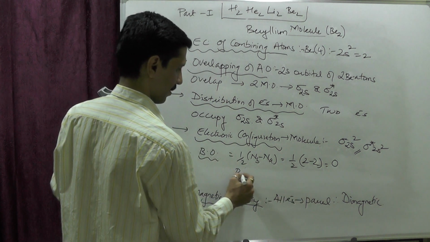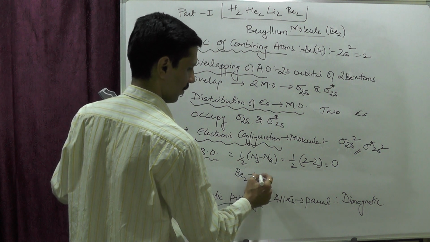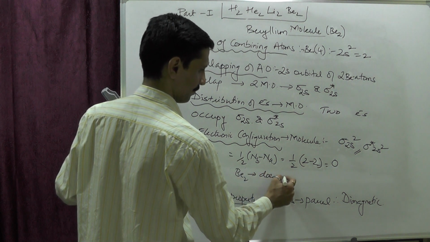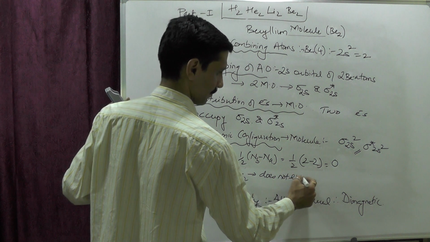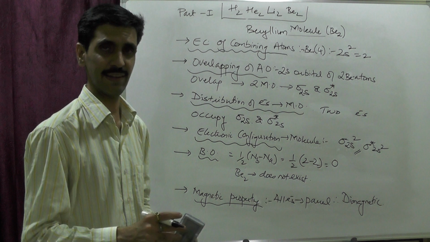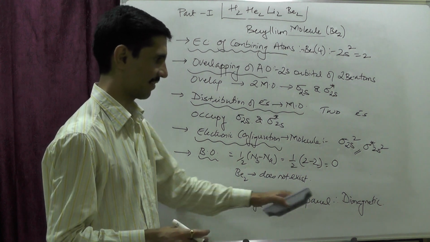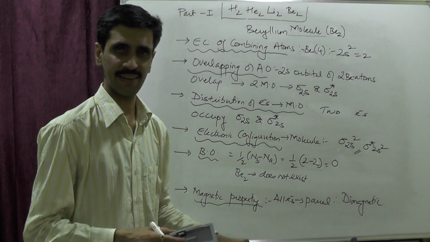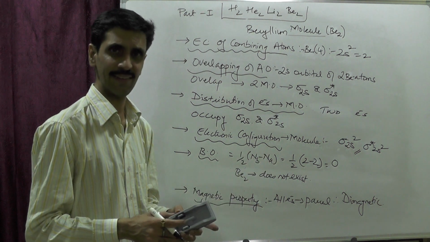Okay, beryllium molecule does not exist. Magnetic property hardly any relevance. All electrons are paired. It is diamagnetic, लेकिन उतना ज़्यादा importance नहीं है क्योंकि the molecule does not exist.